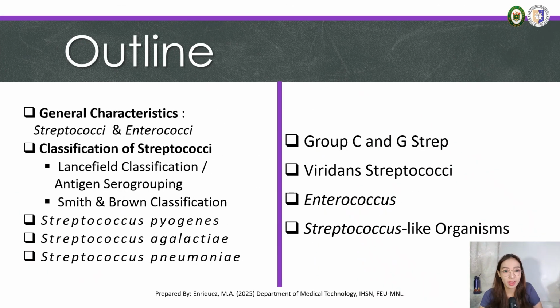Here is the outline of our discussion. So let's first look into the general characteristics that are applicable to both Streptococci and Enterococci. Then let's find out how they are classified. There are two ways, the Lancefield classification and the Smith and Brown classification. Then let's proceed to talk about the clinically significant species such as Streptococcus pyogenes, Streptococcus agalactiae, Streptococcus pneumoniae, and then let's look into the other groups like Group C, Group G, virulent streptococci, and lastly, we'll talk about the streptococcus-like organisms.